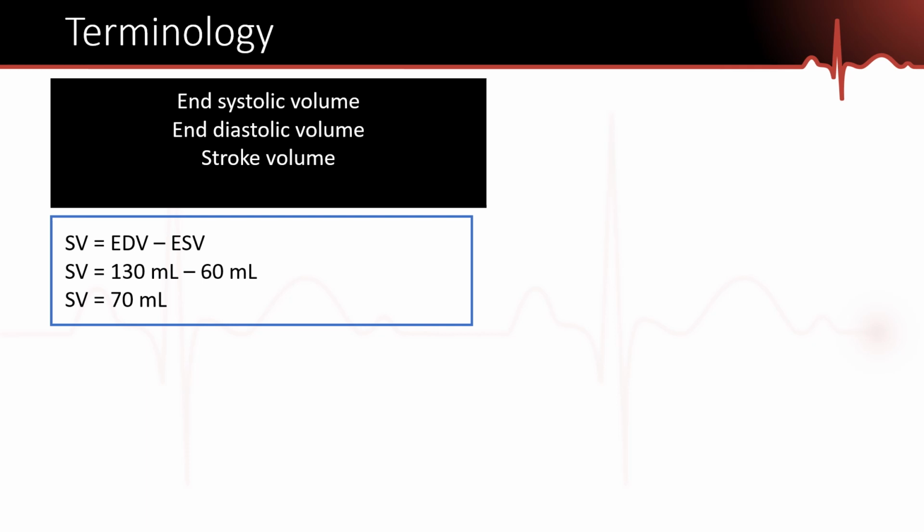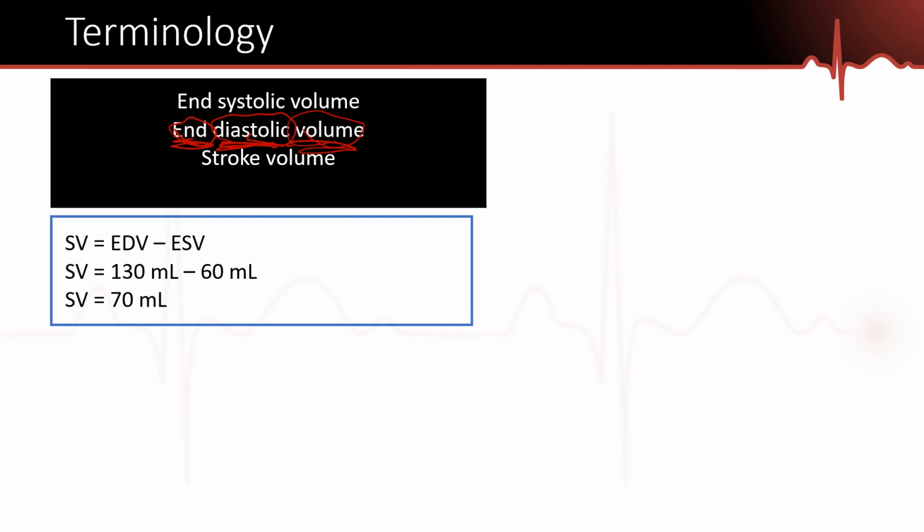So to start off with, we need to go through some terms here. The first term that I want to talk about is end diastolic volume. End diastolic volume can be applied to any chamber in the heart, but what we're interested in is really the left ventricle. And what end diastolic volume means: diastole means relaxation.